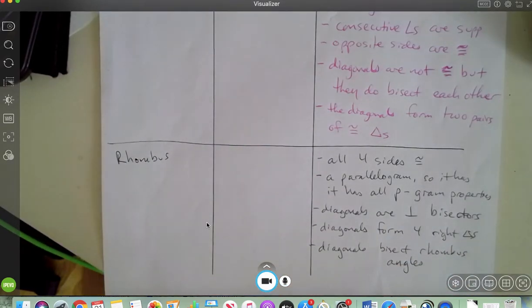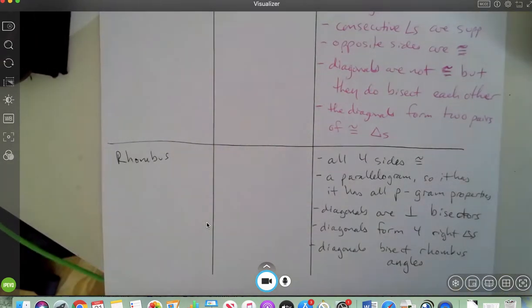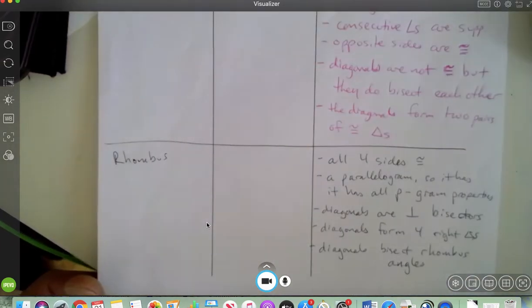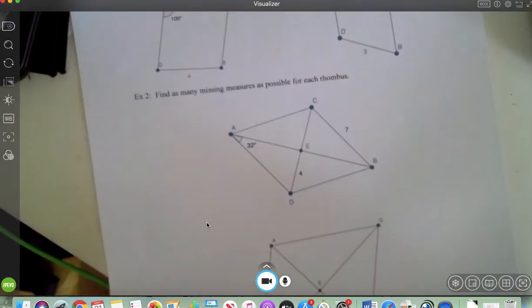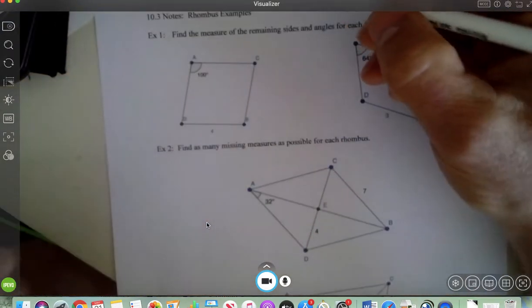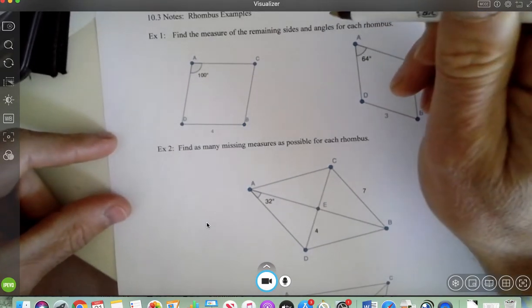Okay, so we have our properties. So let's do some examples of rhombuses then, now that we have that. Example 1: find the measure of the remaining sides and angles for each rhombus.